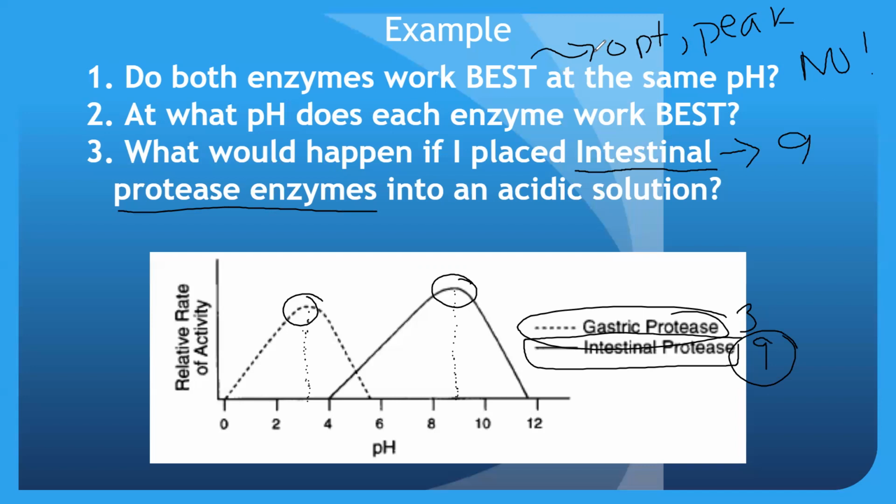Now it says, what would happen if I placed intestinal protease enzymes into an acidic solution? So what does it mean for a solution to be acidic? Are acids lower numbers or higher numbers? Good, they're lower numbers. So what would happen if I place intestinal protease enzymes, enzymes that work best at a higher number, into an acidic solution, so working at lower numbers? What would happen? Exactly. Use your vocabulary words: the enzyme would become denatured.